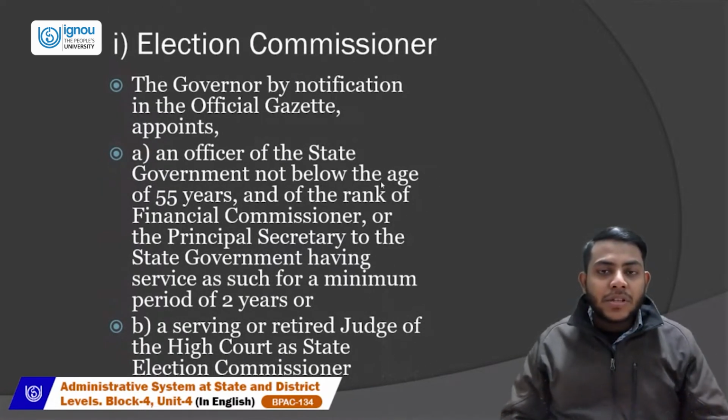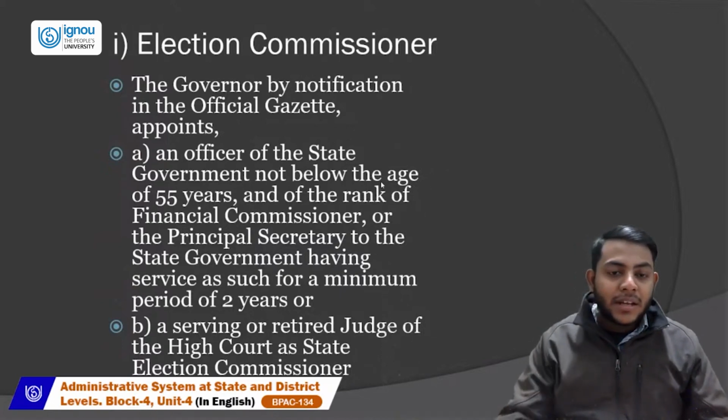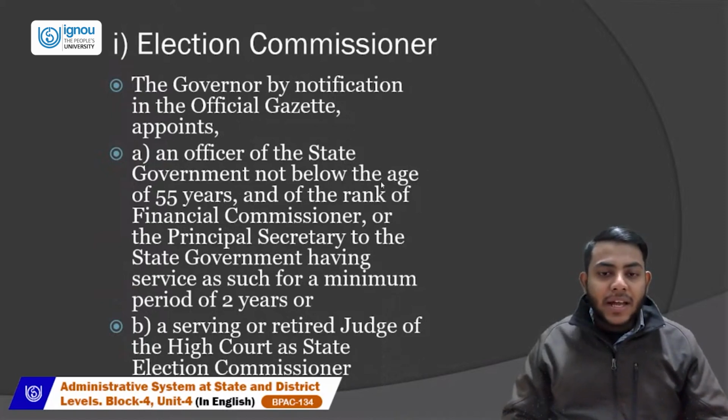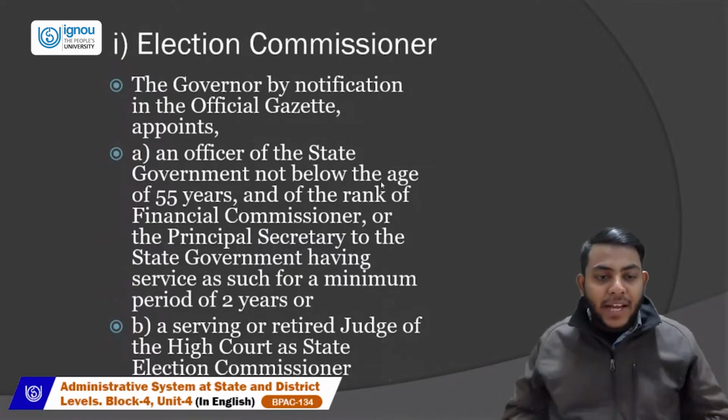So now let us discuss the post of election commissioner, which is a very important aspect of this unit. The governor, by a notification in the official gazette of the state, appoints the State Election Commissioner, and the State Election Commissioner has to be an officer of the state government who is not below the age of 55 years, and the rank of that officer should be that of financial commissioner or of principal secretary to the state government. And that person should have served at that post for at least 2 years.